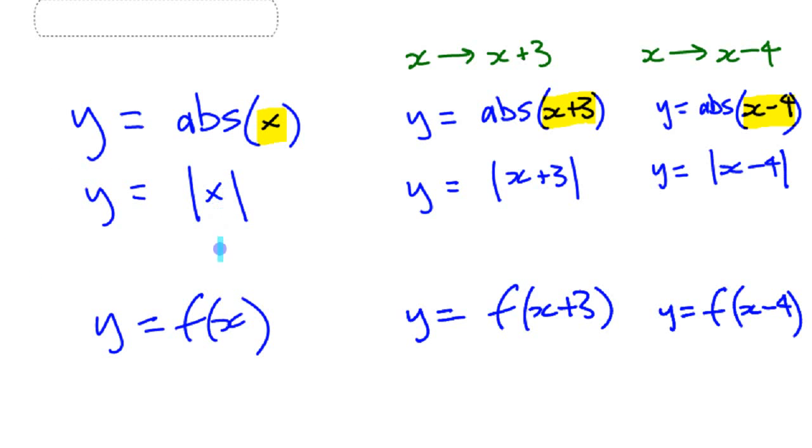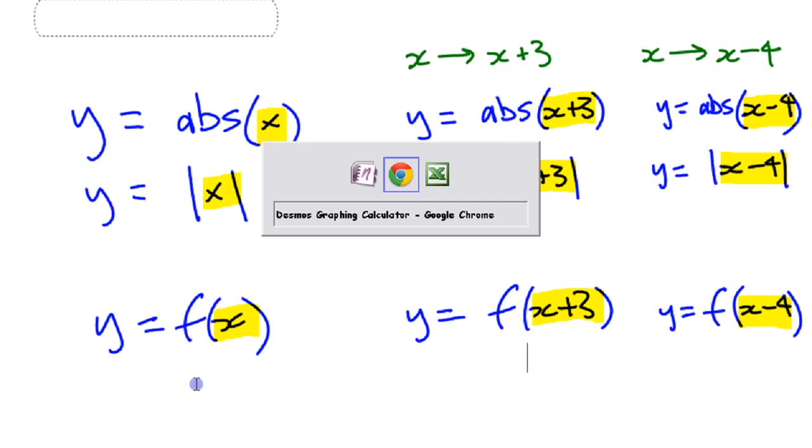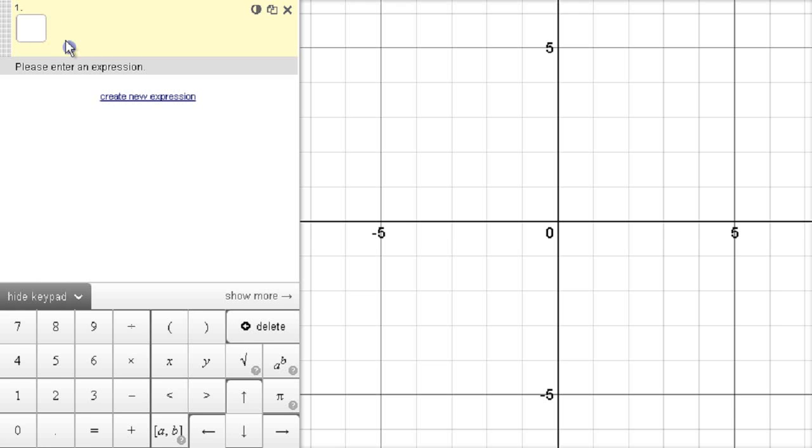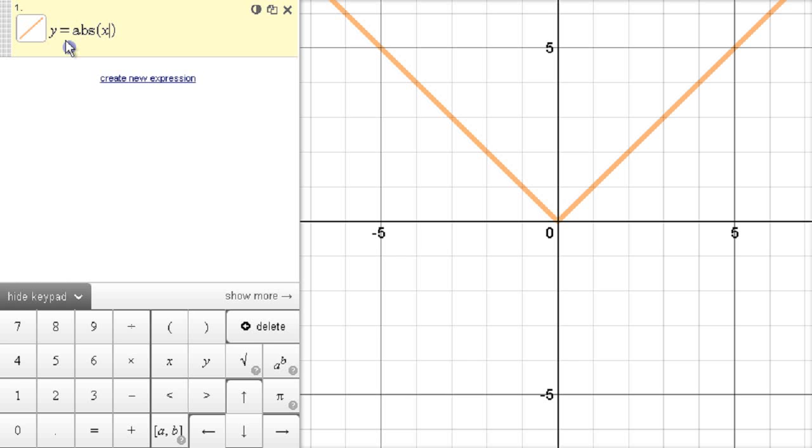Or you're replacing it in the other functions as well, right? We'll highlight it every single time here just to make it clear. So we want to know what happens to the graph when you make that change. So we are going to go to a graph here. We'll put in our function, y equals absolute value of x to start with.